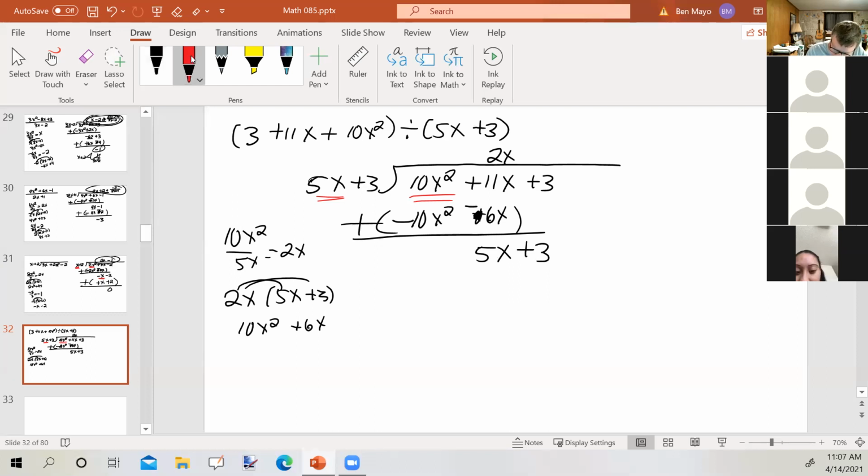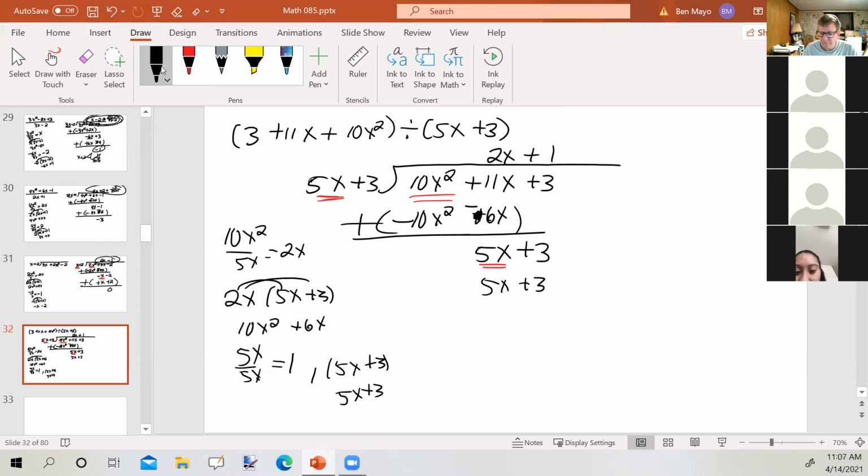And start all over again. Leading term inside divided by leading term outside. What's 5x divided by 5x? 1. So that's plus 1. And 1 times 5x plus 3 is 5x plus 3. We subtract that quantity from what's up above, changing it to addition of the opposite. 5x plus negative 5x is 0. 3 plus negative 3 is 0. So our answer is 2x plus 1.